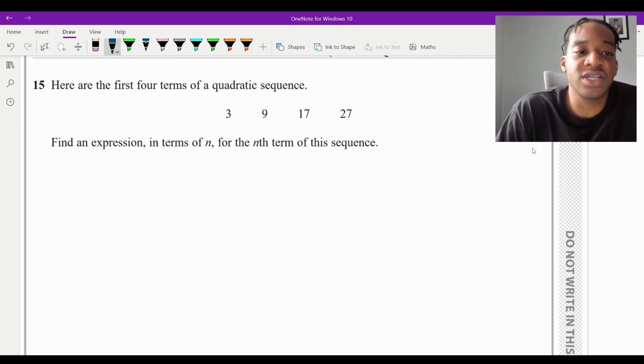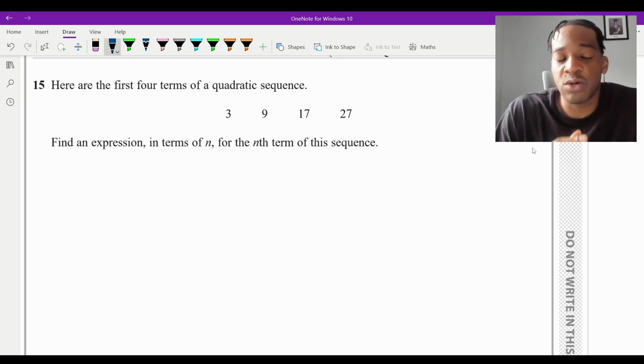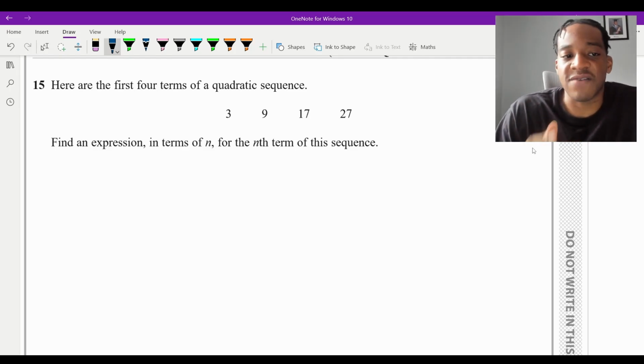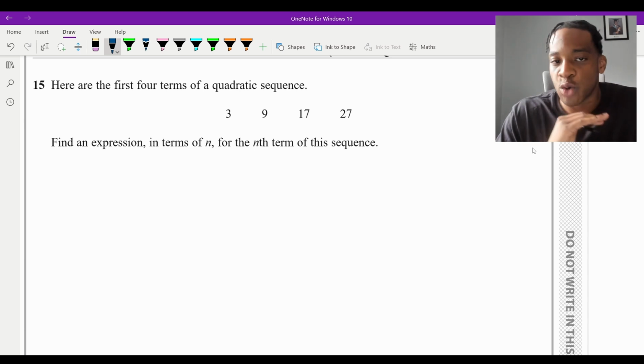Okay, so question 15 says, here are the first 4 terms of a quadratic sequence, 3, 9, 17, and 27. We need to find an expression in terms of n for the nth term of this sequence. So this one may look a bit tricky, but there's a step-by-step process to it. And once you memorize this process, then it's the same thing each time. So let's go ahead and start.